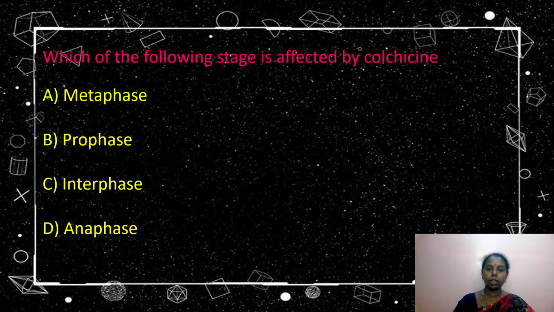Which of the following stage is affected by colchicine? It is called one of the cell division poisons. They will stop the cell division to study the morphological structure. Yes, many of you have started answering, I believe. Which of the following stage is affected by colchicine? To study the morphology, we will be using it.